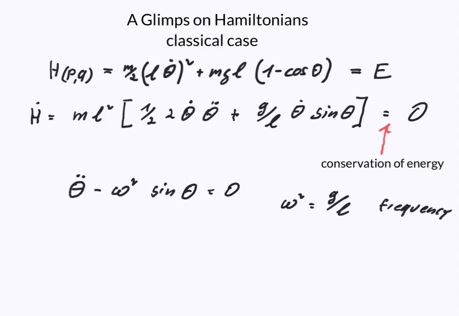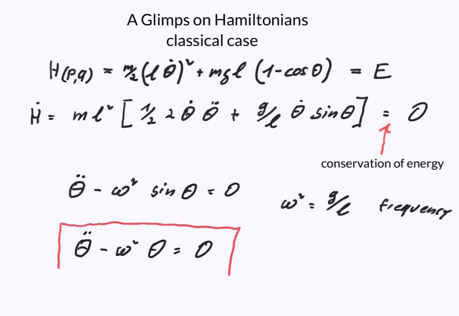Now we can even further simplify the equation, just letting theta be small, which means the sine just turns into the angle itself, leading to the differential equation that the second time derivative of the angle plus omega squared times the angle itself is equal to 0, which is nothing else but the harmonic oscillator that you discussed in classical mechanics.